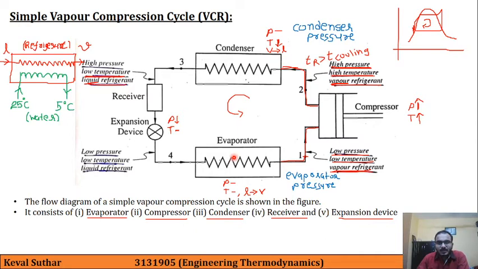Unlike our regular cycles which were working in clockwise direction, this cycle works in anti-clockwise direction. So during the compression process, the low pressure and low temperature vapor refrigerant is compressed to high pressure and high temperature vapor refrigerant. After that, this high pressure high temperature refrigerant is passing through this condenser where it is losing its heat.